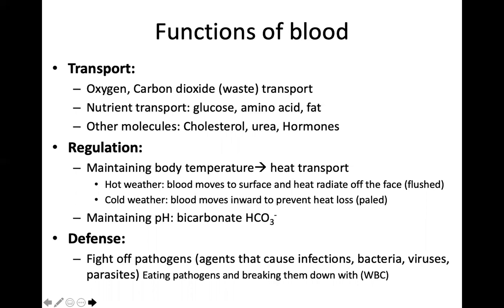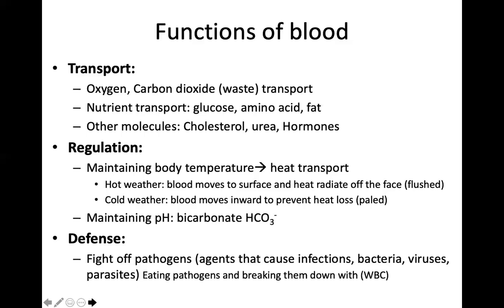There's two types of regulation they focus on. One is temperature. Your blood helps with your body's heat or temperature homeostasis. For instance, when the temperature is high in your environment, one of the ways your body deals with that is to dilate your blood vessels and bring a lot of blood to the surface and allow that blood to literally radiate heat to the outside.